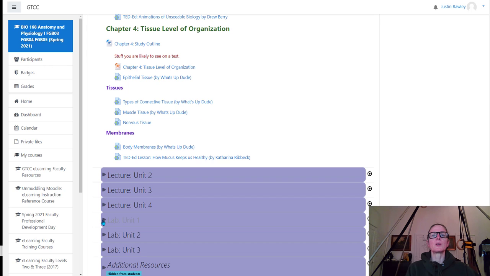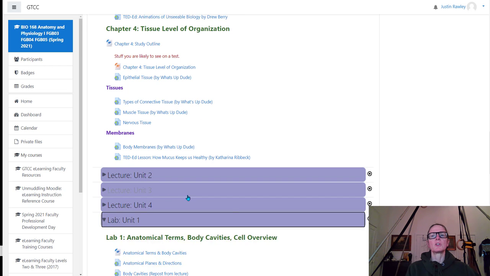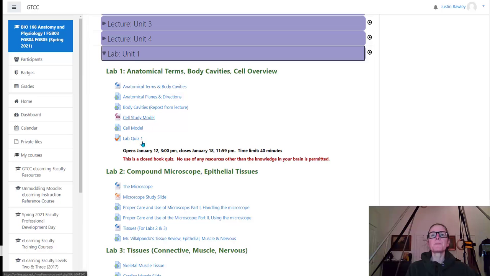We also have 3 lab units, and the material for each lab unit is going to be posted here. Some of our lab quizzes will be online, but we will have at least 10 lab quizzes. Of these 10 lab quizzes, I will drop at least 1 grade. So if you miss a lab quiz for whatever reason, you can drop your lowest grade.